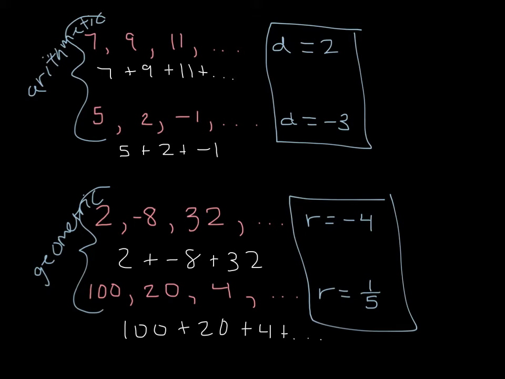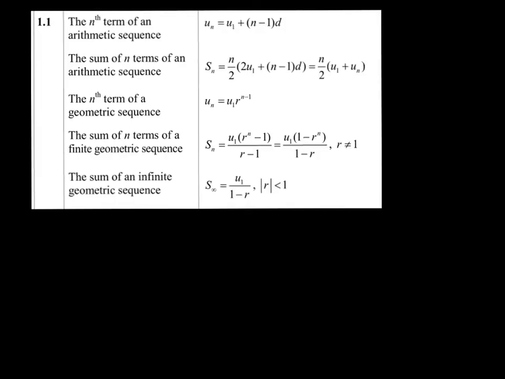Okay, let's look at the formulas. So here I took this from your formula sheet. You have two equations you'll see here for arithmetic sequences and series. When they say the sum of n terms of an arithmetic sequence, we could also refer to it as the series formula. And then we have our 3 formulas for geometric, and this one would be a series here.